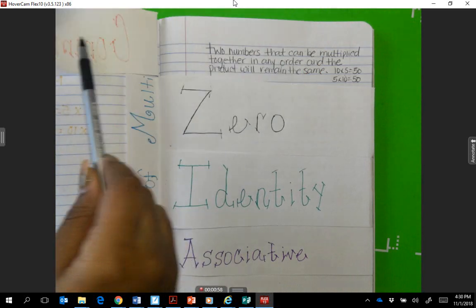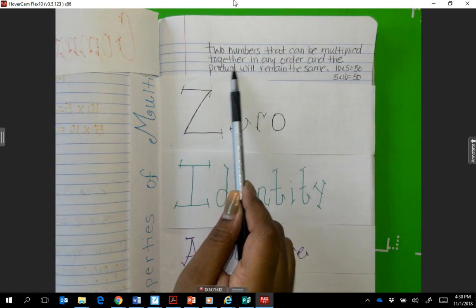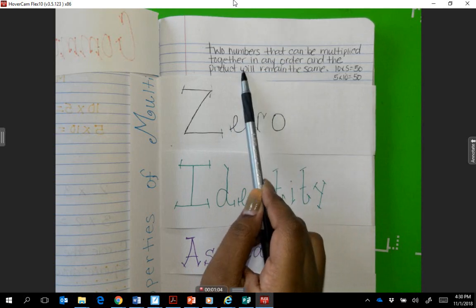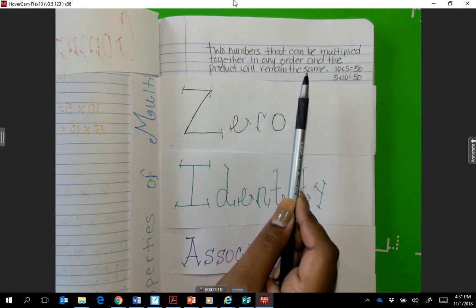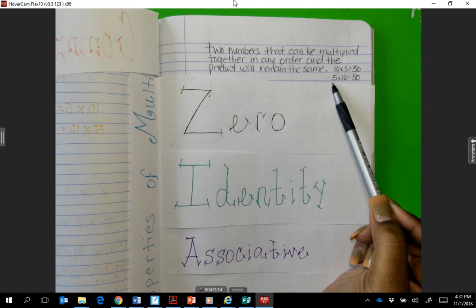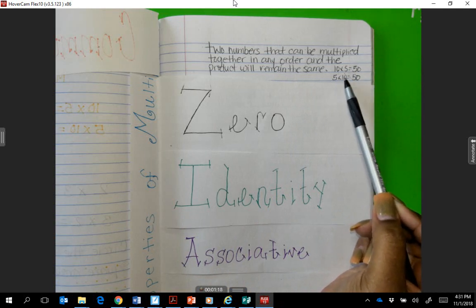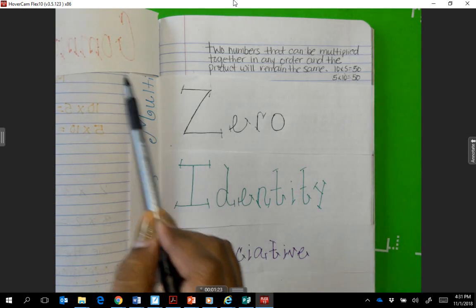Commutative property is when two numbers that can be multiplied together in any order and the product will remain the same. So as from our video the other night and as talked about in class, 10 times 5 equals 50, 5 times 10 equals 50. Notice that the two factors switch places and they both equal 50.